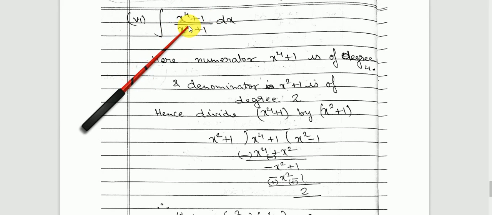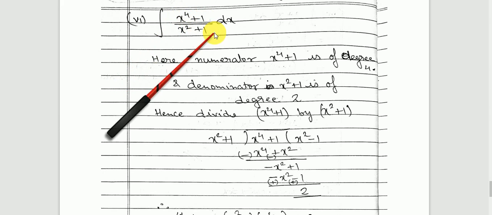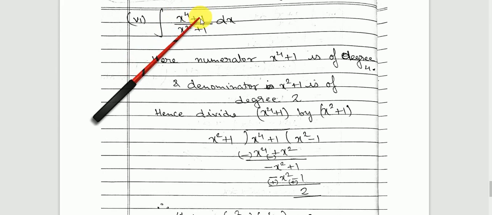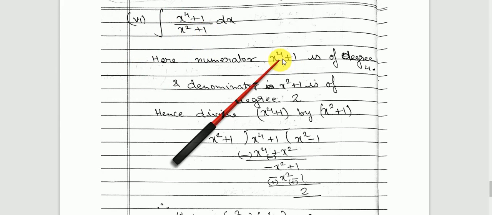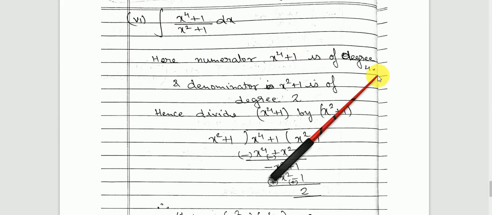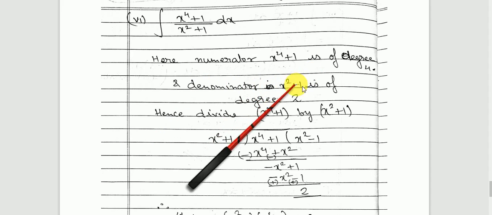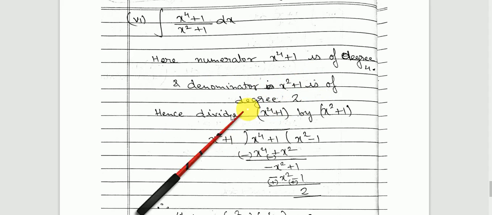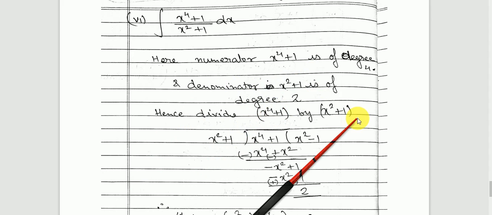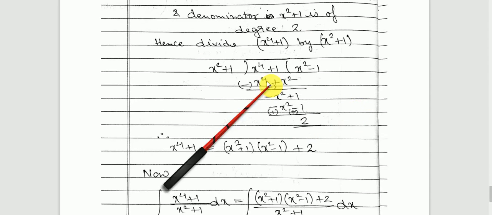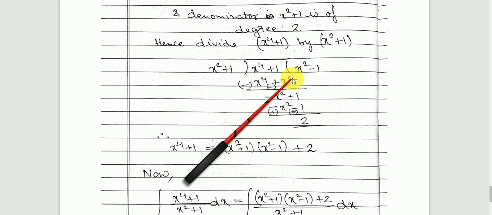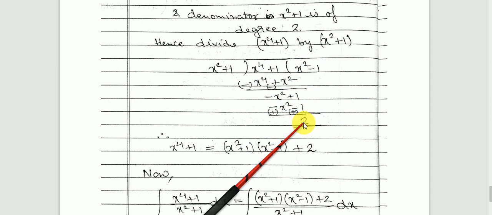So in this case what you have to do is divide the numerator by the denominator. Your numerator x to the power 4 plus 1 is of degree 4 and denominator x square plus 1 is of degree 2. Hence we divide the numerator by the denominator. So do the long division, and after division you get your quotient as this and your remainder as this.